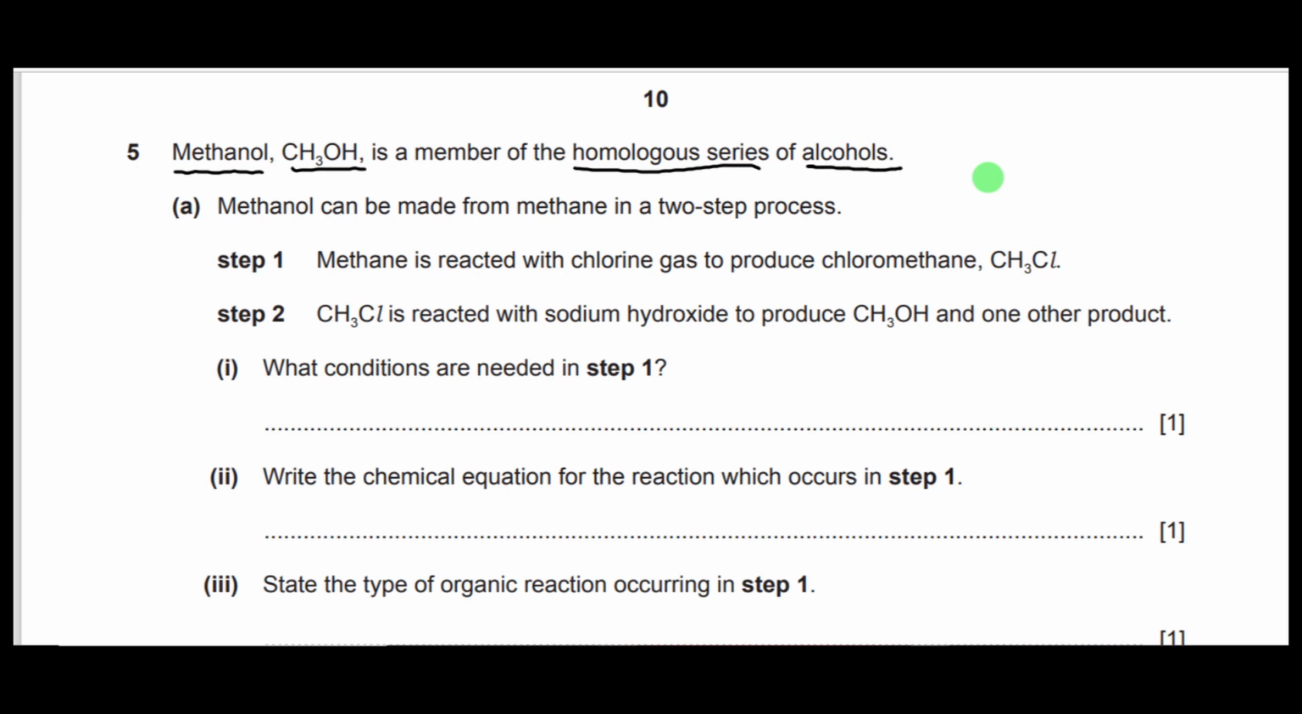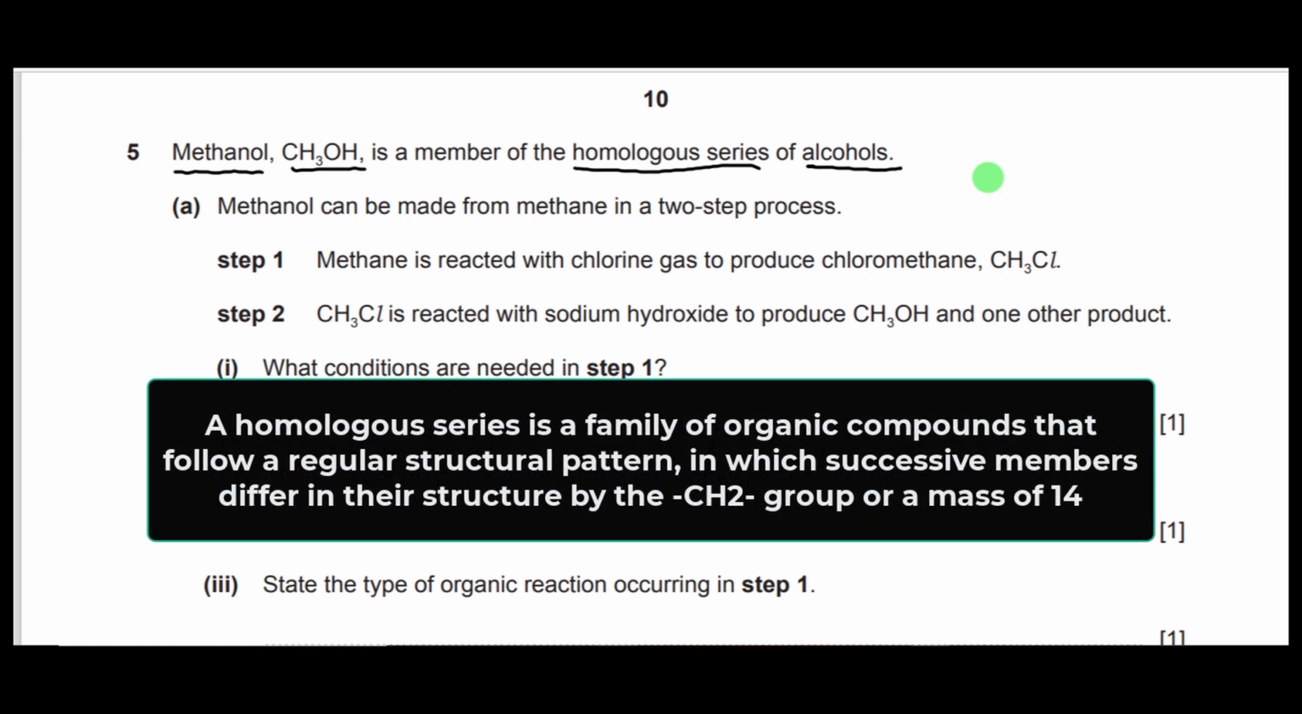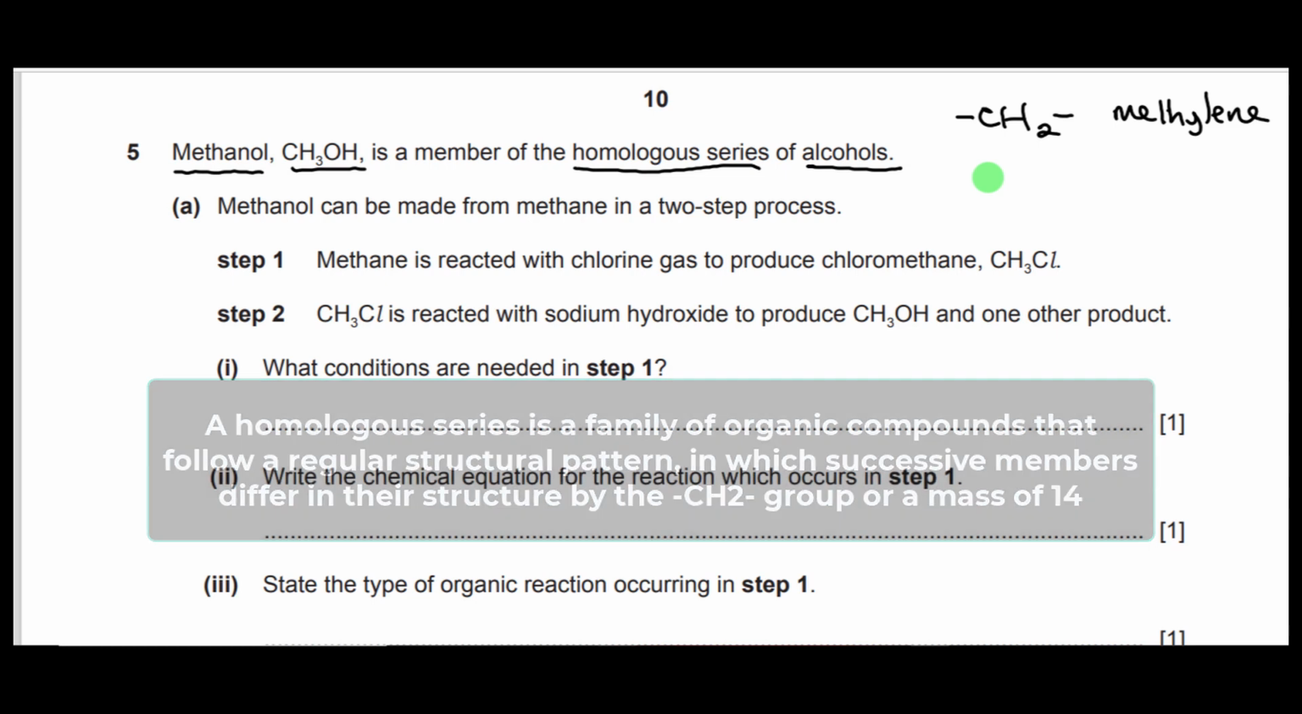Okay, first off, before we continue, what is a homologous series? A homologous series is a family of organic compounds that follow a regular structural pattern in which successive members differ in their structure by the CH2 group, or what we call the methylene group, or a mass of 14. That is a homologous series.